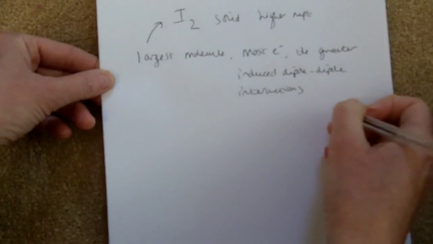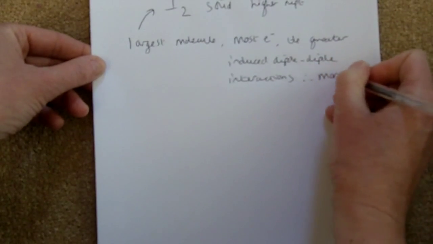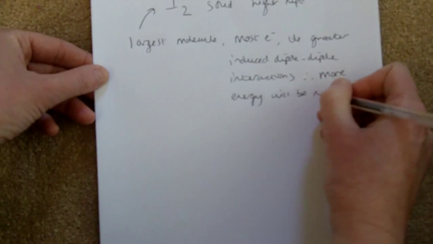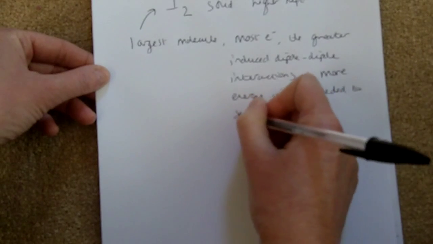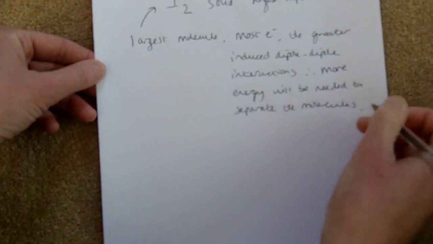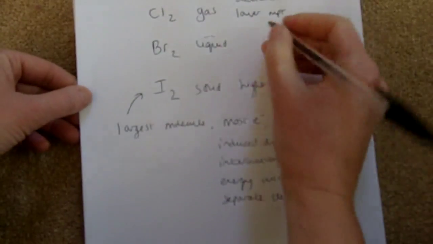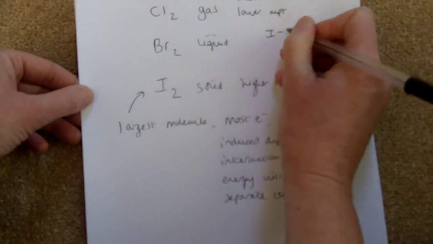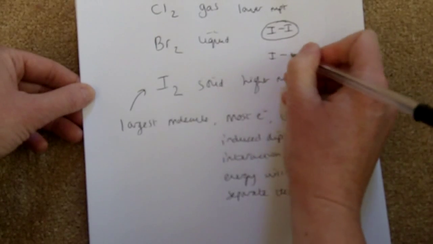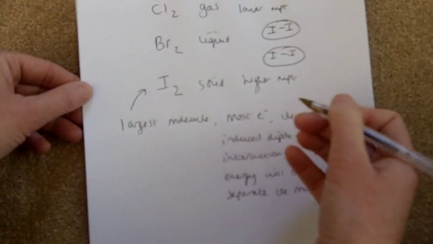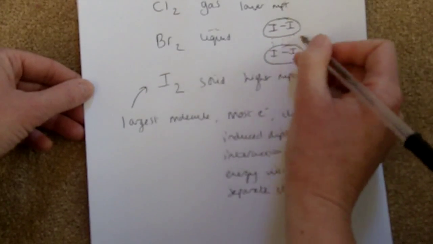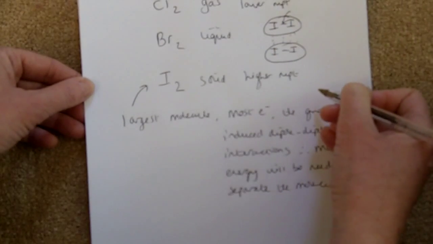And therefore more energy will be needed to separate the molecules. Remember that when you melt something or when you boil it, you are not breaking the bonds. So if you take iodine, for example, there is a covalent bond inside the molecule. But when you want to melt it or boil it, then you are breaking the forces between the molecules, not the bonds inside the molecules.